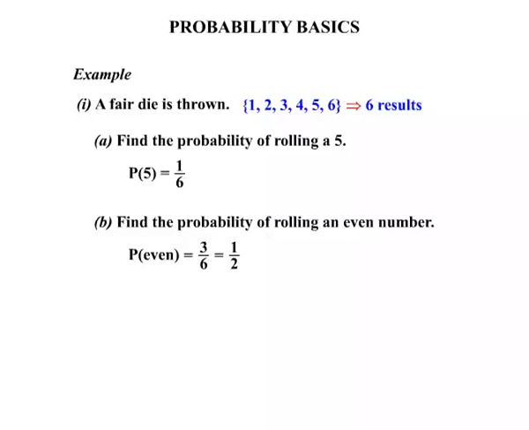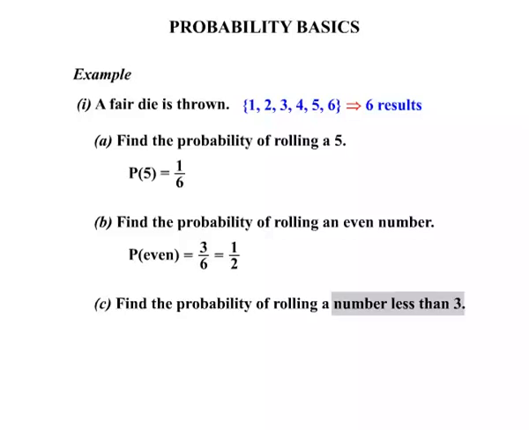Now we're asked to find the probability of rolling a number less than 3. So number less than 3, well there's 3, but if we want the numbers less than 3, they are in fact 1 and 2. So the chance or probability of rolling those would be 2 chances out of the 6 results. So the probability of the number being less than 3, 2 chances out of 6. And again, this fraction will break down. It will break down to 1/3.